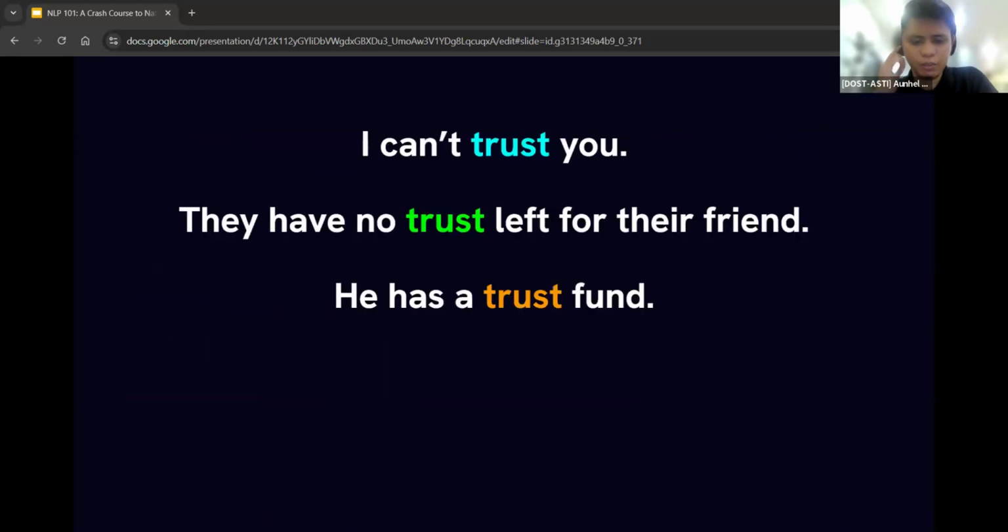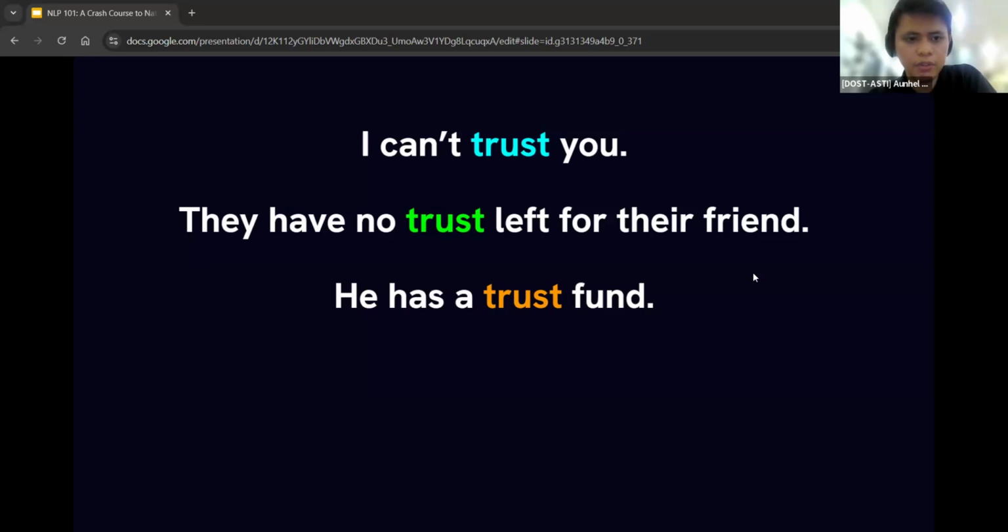So again, the problem is the words with multiple meanings in word2vec, fastText, and GloVe. They are represented by the same vector representations. However, these words, depending on the context and the surrounding words, can change their meaning. Let's say, I can't trust you. Trust here means parang hindi kita kaya pagkatiwalaan, or yung tiwala.